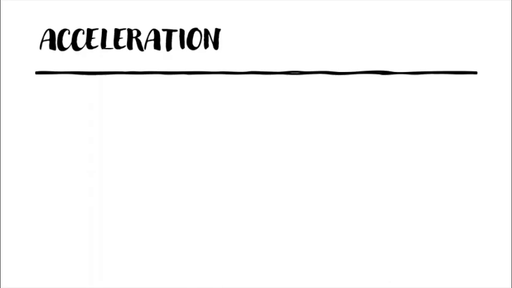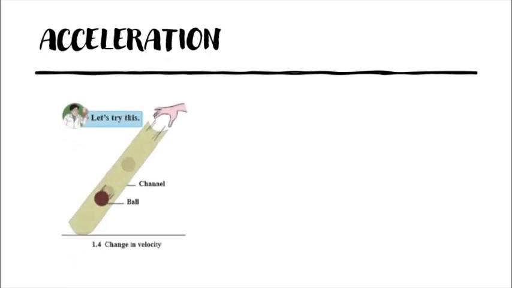Let's understand acceleration now. Acceleration is the rate of change of velocity. Let's understand this with an example. Have you ever observed a ball rolling down through a channel? Well, if you observe it carefully, the velocity is not the same at all points. It changes at every point. The velocity increases as the ball rolls down. Let me give you a simple example of this.